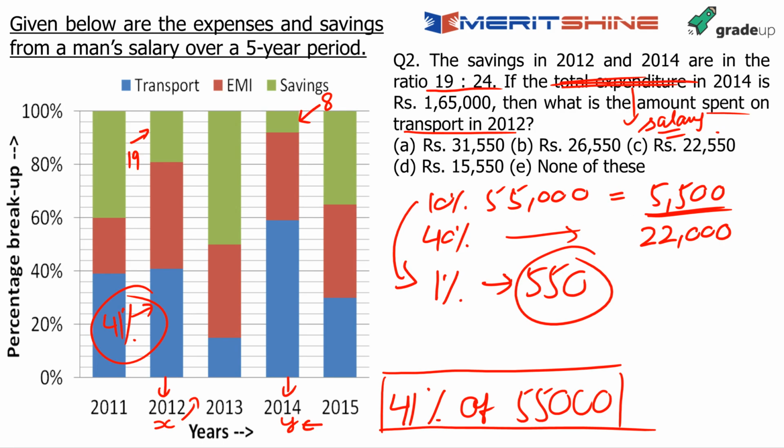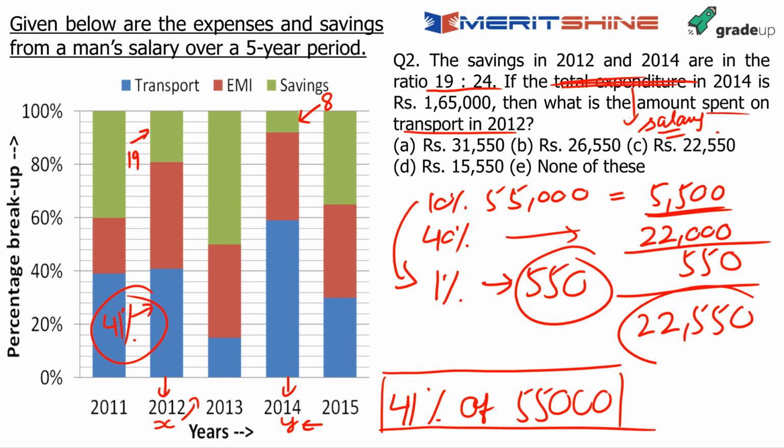Fine. So 40% is 22,000 plus 1% will give you 41%. So this number plus 550. So what do you get? 22,550, which is your answer, which is option C. This is C and nothing else.